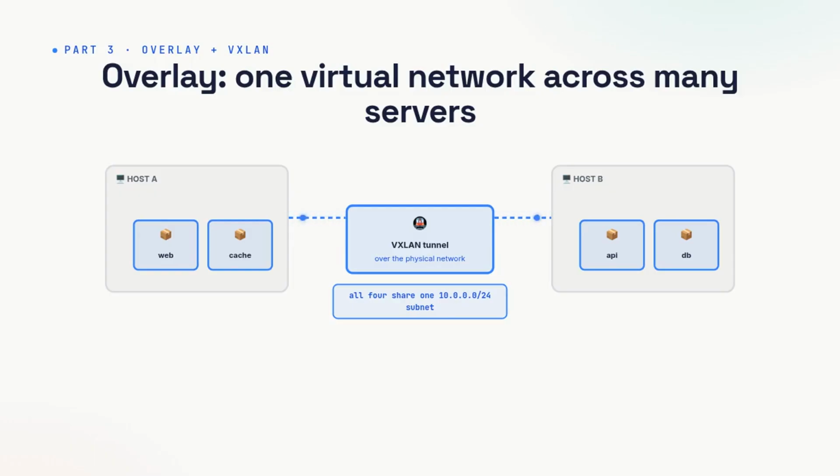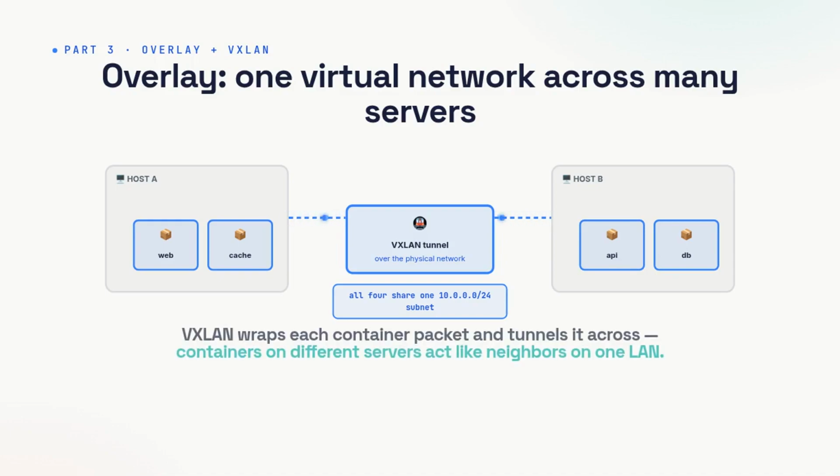So VXLAN wraps each container's traffic and tunnels it across the physical network, and containers on different servers act like neighbors on one LAN. Same names, same subnet, wherever they actually run. That's how you scale past a single machine.